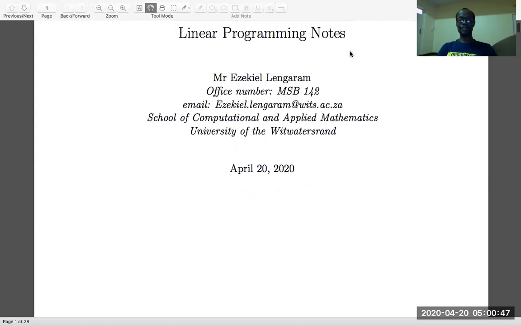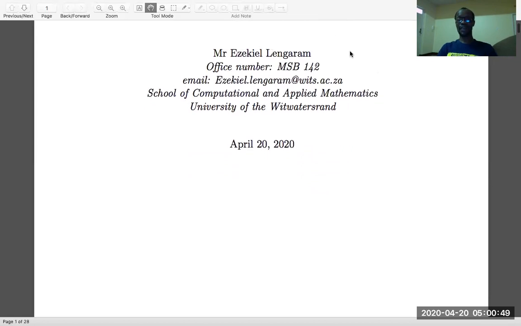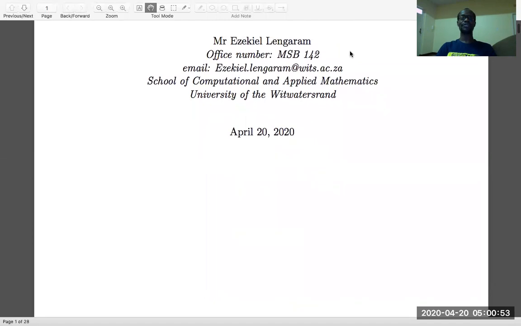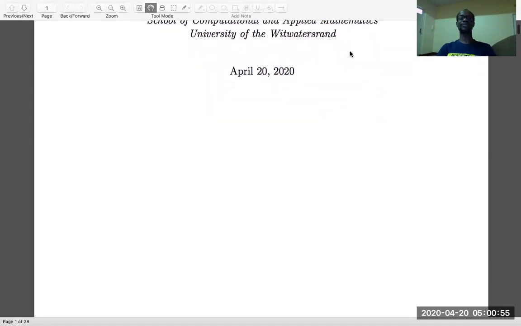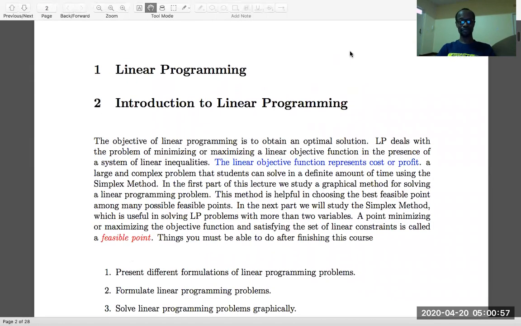I'm going to give a little background on what we have covered so far, and then from there we can build on to simplex, which we were supposed to start with. So you remember that the objective of linear programming is to obtain an optimal solution of a system of equations, if you are given one.